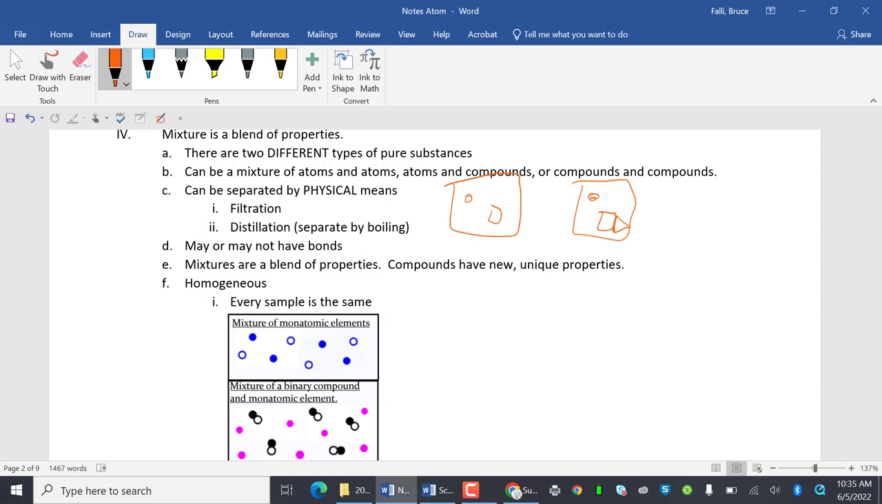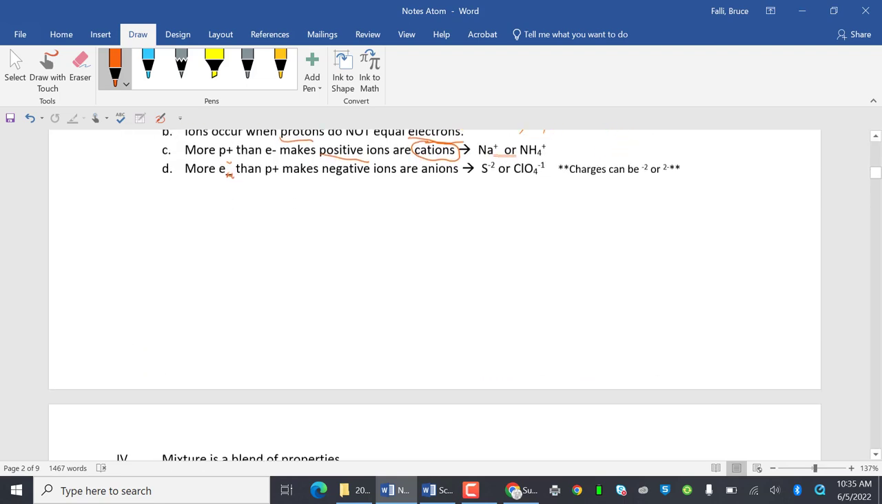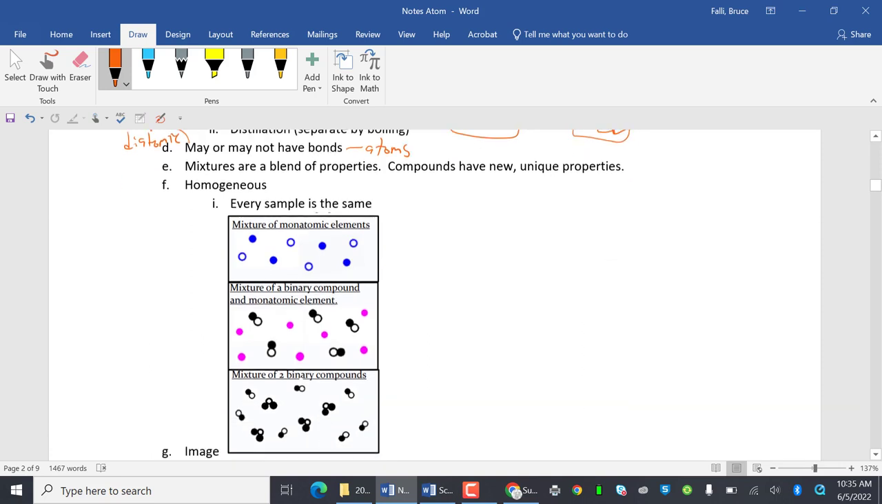They may or may not have bonds, okay? They may have bonds if part of what you have are compounds. They may not have bonds if all you have are atoms. It could be compounds or diatomics. Mixtures are a blend of properties, okay? Compounds have new, unique properties. So I talked about that when I talked about the NaCl and the H2O, okay?